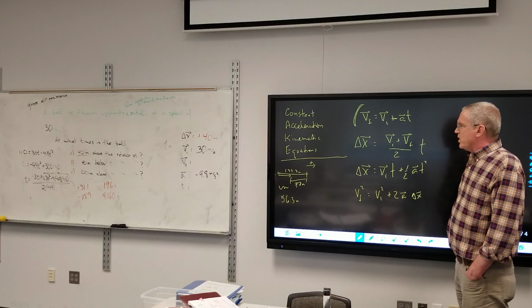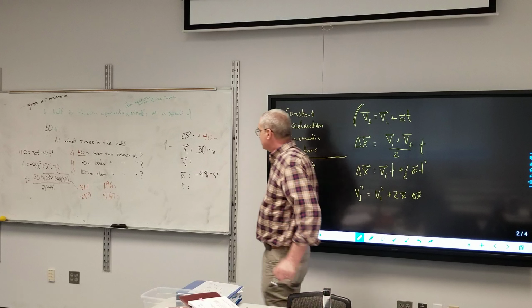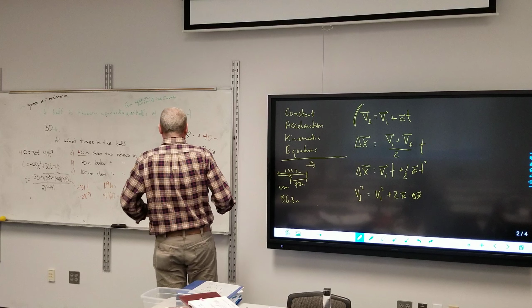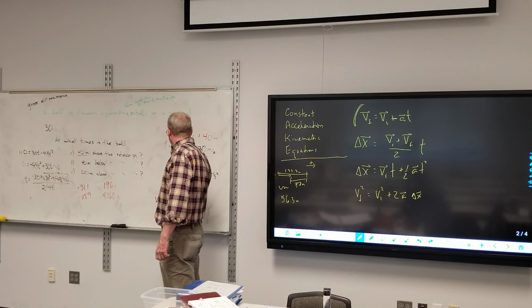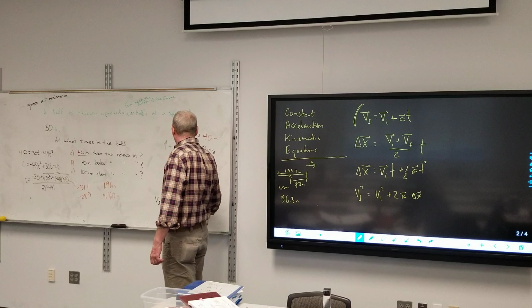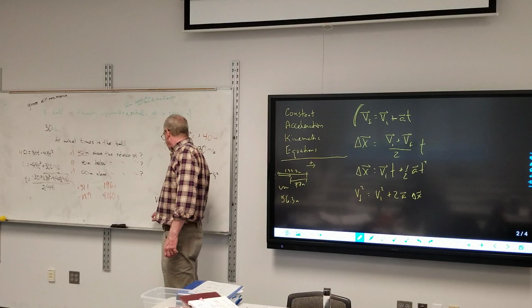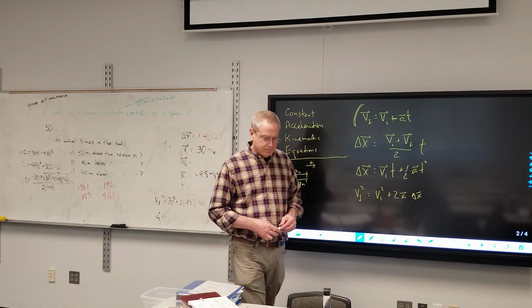Let's use this fourth equation here to figure out how fast it was going. So we're trying to find VF squared is equal to 30 squared plus 2 times negative 9.8 times negative 40. First, tell me what VF squared is, and then VF.